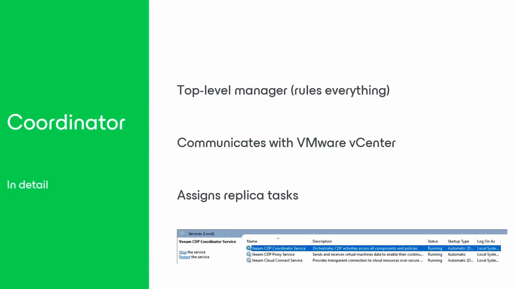So, coordinator. What does the coordinator actually do in detail? First of all, this is the component that lives on the backup server, right? On the server where Veeam Backup and Replication is installed. So this is called a top-level manager. It rules everything. It creates the list of VM tasks that need to be processed. It checks the required infrastructure components, whether the proxies are available, whether the hosts are available, etc. It queries the virtual machines and virtualization hosts.